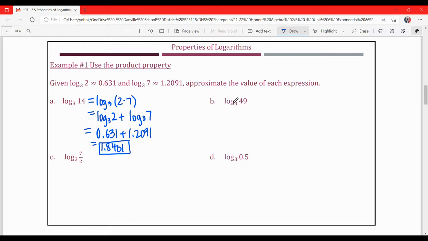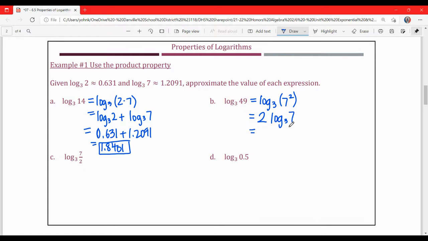All right, letter B, log base 3 of 49. Well, think of 49 in terms of 2's and 7's. And so we can do 7 times 7. We could do 7 to the second power. It doesn't matter. You get the same thing. So let's do log base 3 of 7 squared, because 7 squared is 49. So the power property says you take the 2 and you bring it down and multiply in front. So 2 times log base 3 of 7.